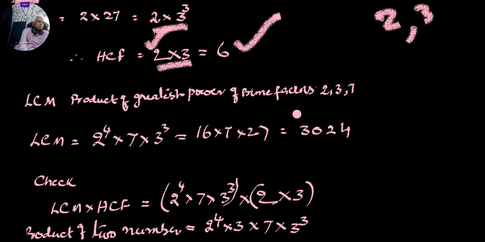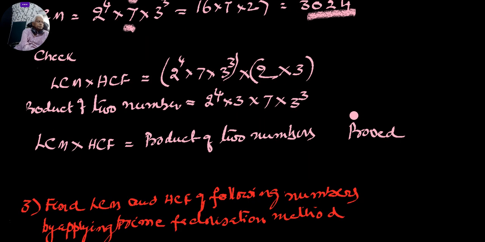What about LCM? LCM is the product of all the remaining prime factors except the ones we have taken for HCF. Or we can also say LCM is the product of the greatest powers of the prime factors 2, 3, 7. For 2 it is 2 power 4, for 3 it is 3 cube, and the other remaining one is 7. 16 times 7 times 27 is 3024, that is the answer.